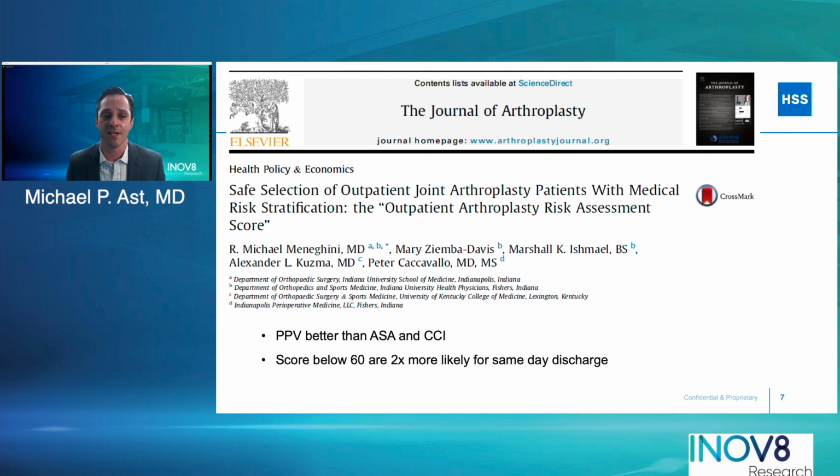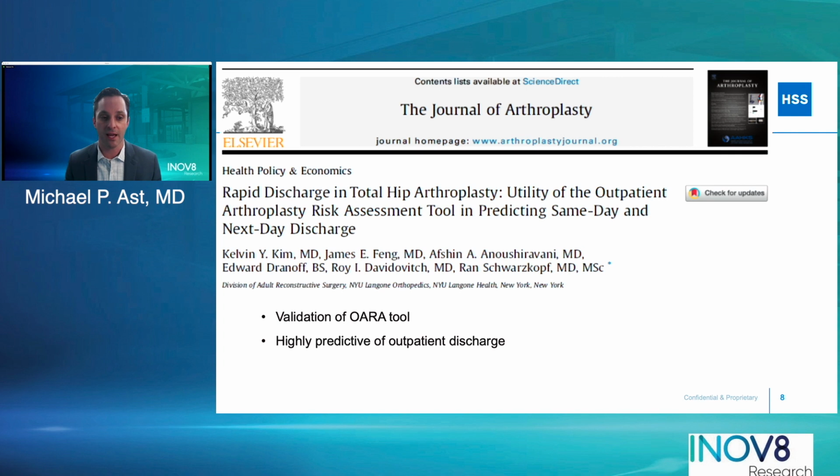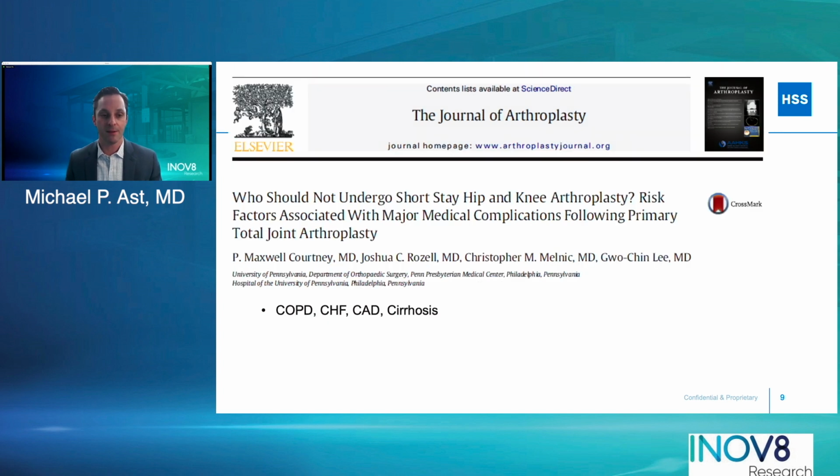Patient selection has a lot of data behind it. There are some great scores developed out there. The ORAS score, developed by Pete Calcavello and Mike Meneghini out in Indiana, is a very good scoring system that people can use. It's quick and easy to use, but some people are a bit intimidated by it because it has a lot of parts to it. That being said, it has been externally validated in a completely separate patient population, and it is very useful at predicting the ability of a patient to be discharged home on the same day of an operation.